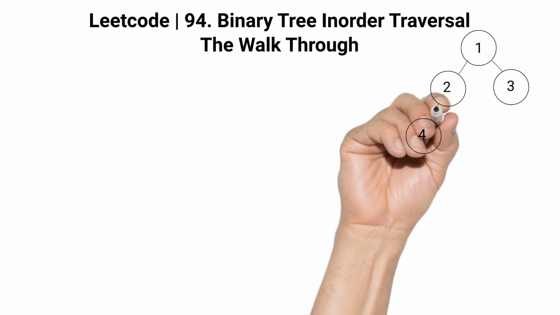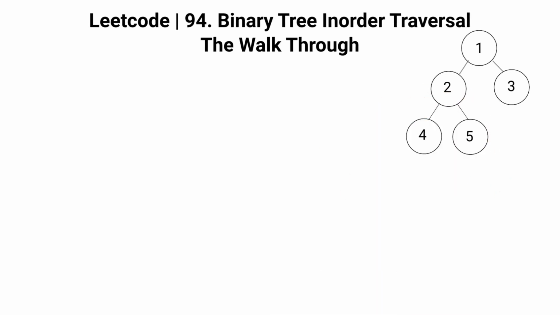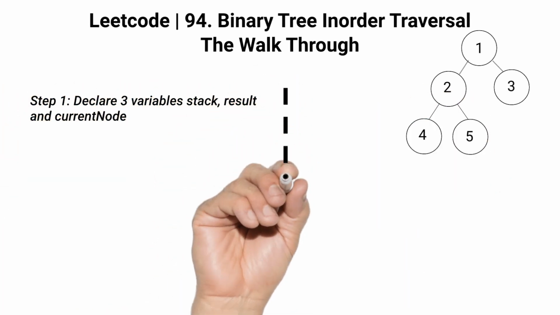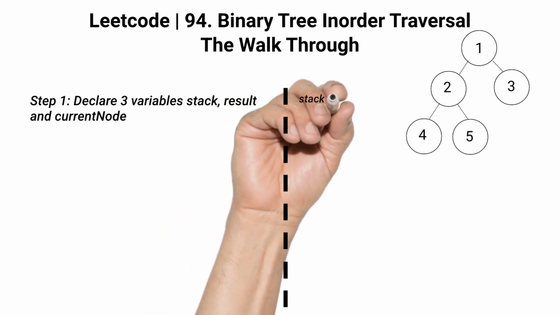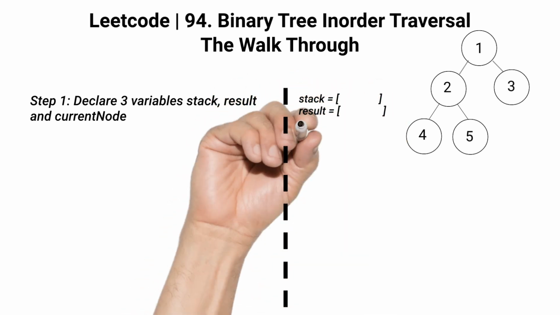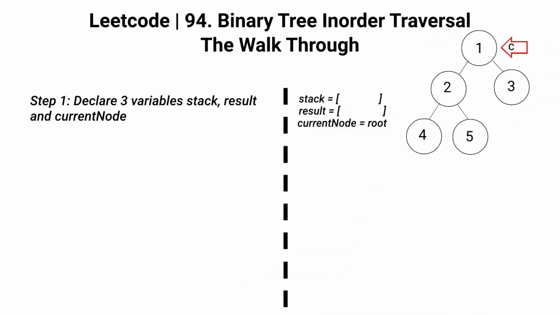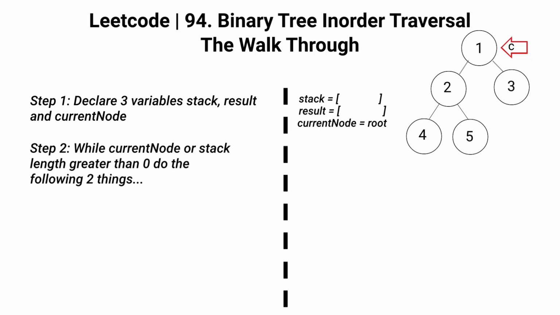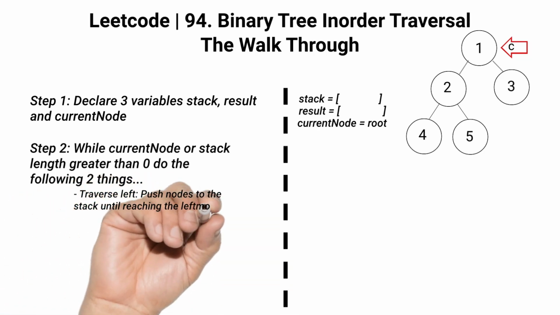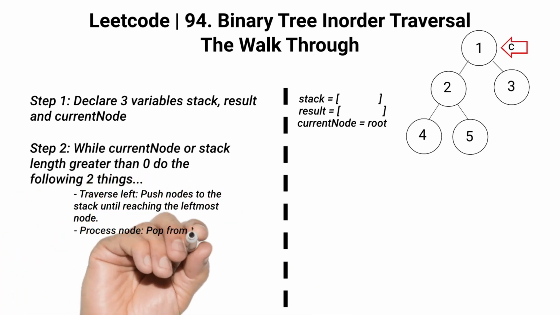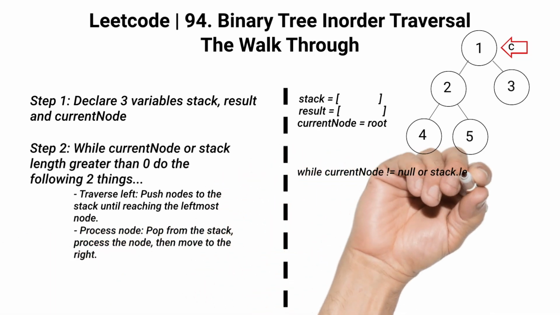1, 2, 3, 4 and 5. Step 1, we want to declare 3 variables. A stack, which is an empty array, a result, which is also an empty array, and the current node, which is going to point at the first node in the tree. Step 2. While the current node is not null, or the stack has a length greater than 0, we need to do the following 2 things and apply this logic on the right hand side.